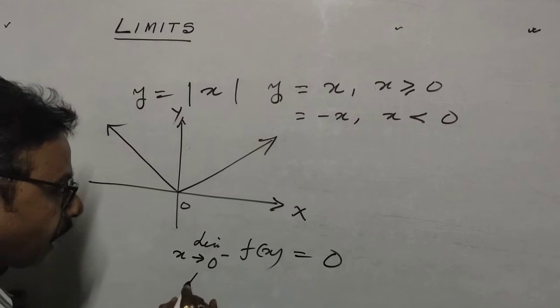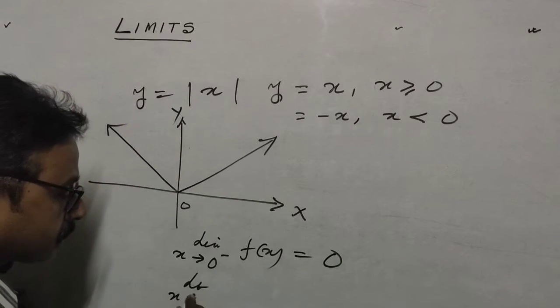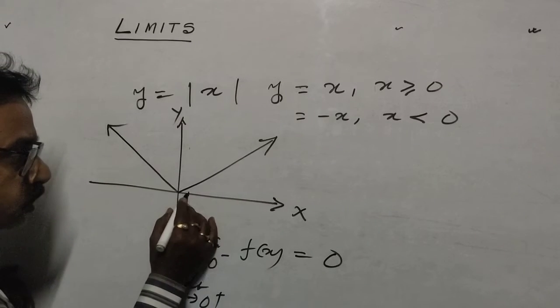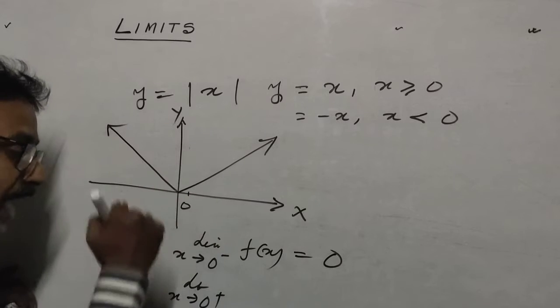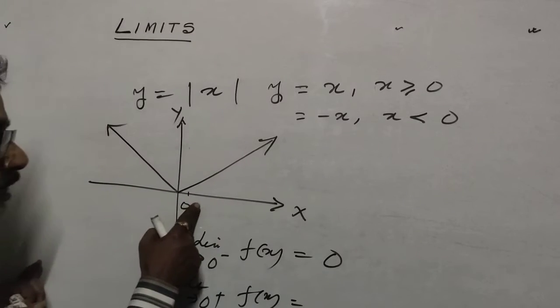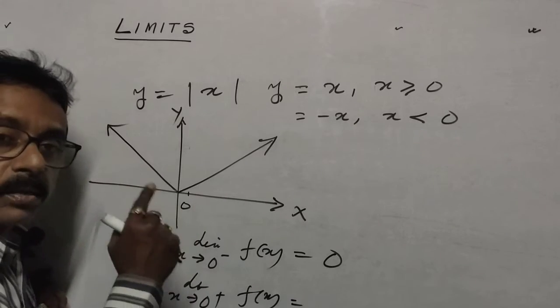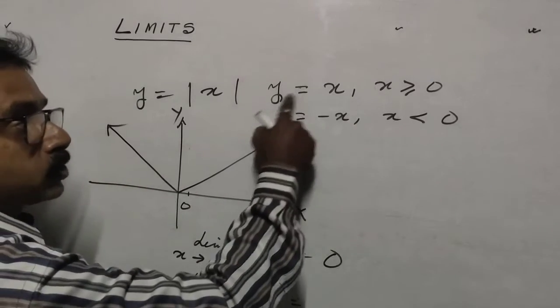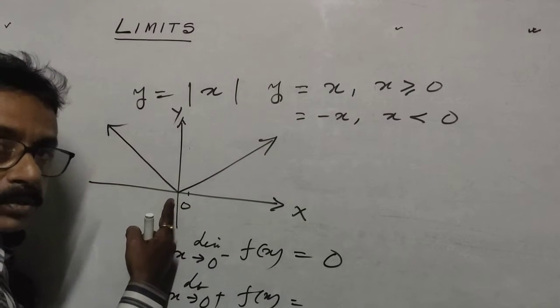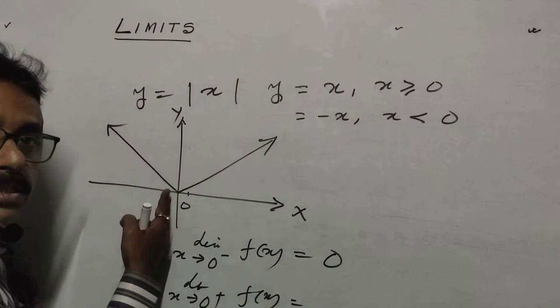Now if I take the right hand limit, x tends to 0 plus, this means x is very close to 0, but greater than 0. So in that case also, suppose x is very close to 0, say 0.001. So y is also 0.001. So as x moves towards 0, f(x) also moves towards 0.